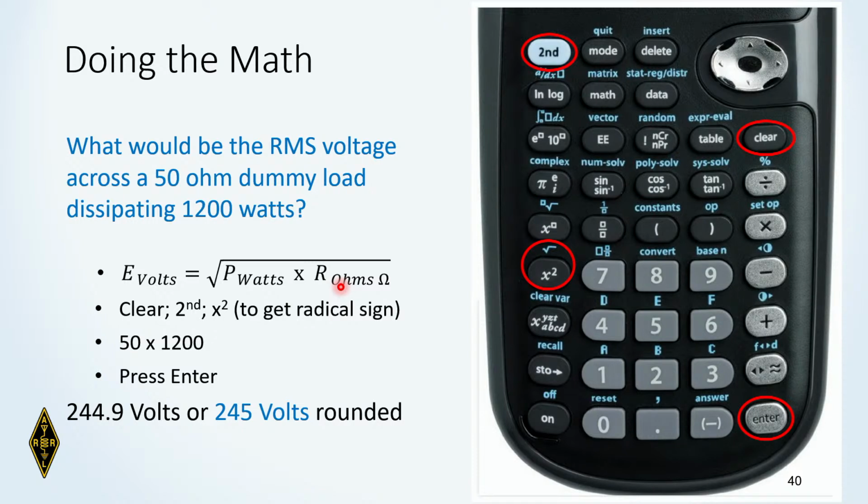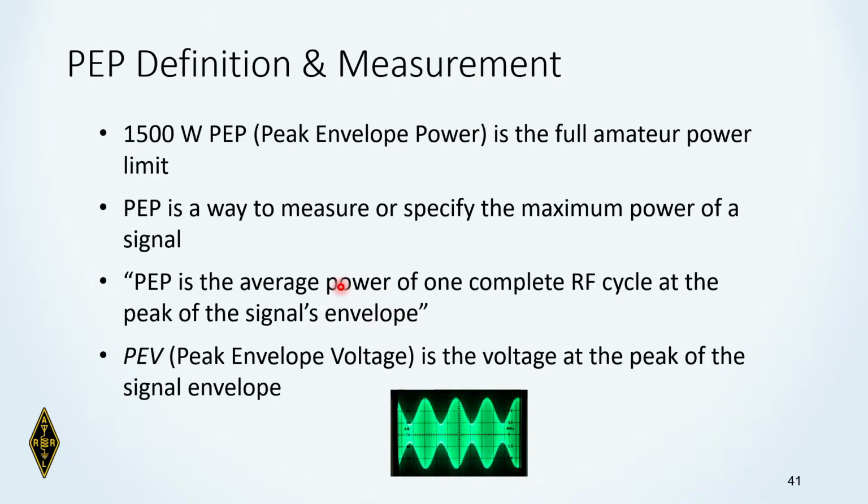Okay, we'll move on. Now, PEP, this is what we've been wanting to get to. All of this other stuff is valid, and there are pool questions involved, but peak envelope power, that's what we're interested in because that's an FCC limit on what we can transmit. So 1500 watts peak envelope power is the full amateur power limit. It's a way to measure or specify the maximum power of a signal.